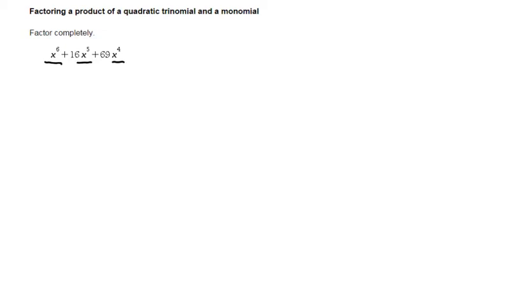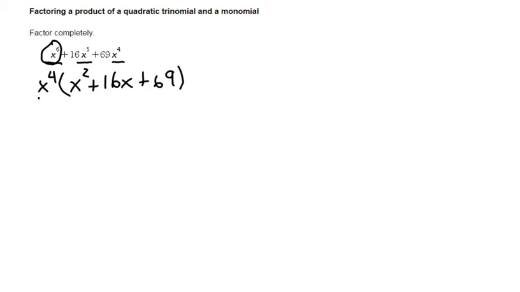Looking at the three terms, the smallest degree I see is x to the fourth power, so that's what I'm going to factor out. I'm going to pull out an x to the fourth power, and then what's left is x to the second power plus 16x plus 69. Remember, when you're factoring, it is dividing, so x to the sixth divided by x to the fourth gives me x to the second power. We subtract the exponents.